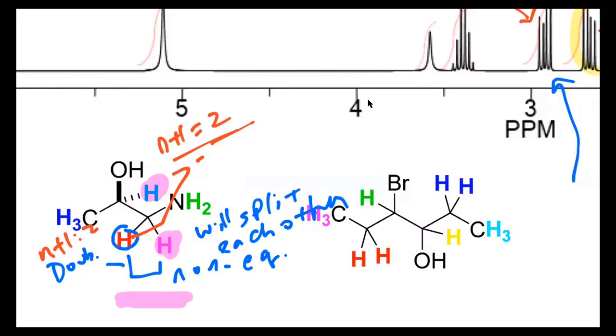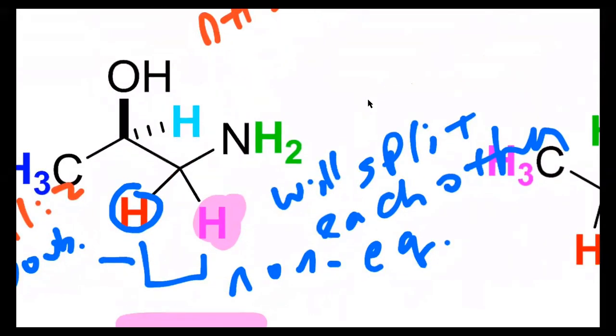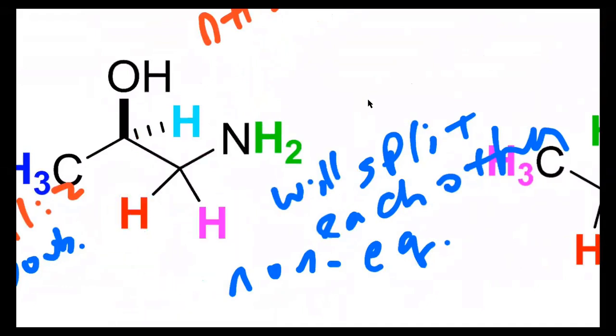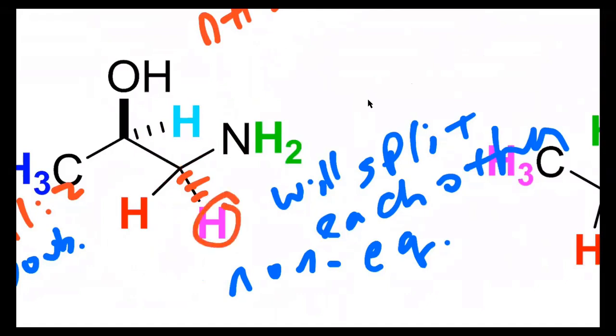Let me erase some of this and I'll show you why they won't be together. So let's say that's wedged and this is dashed. This is going to see this proton differently than it sees this one. Following? And by the same token, the proton that's over here that I have dashed is in a different 3D orientation, so it's going to see this differently than it sees this one. So that's why you have to do them separately.